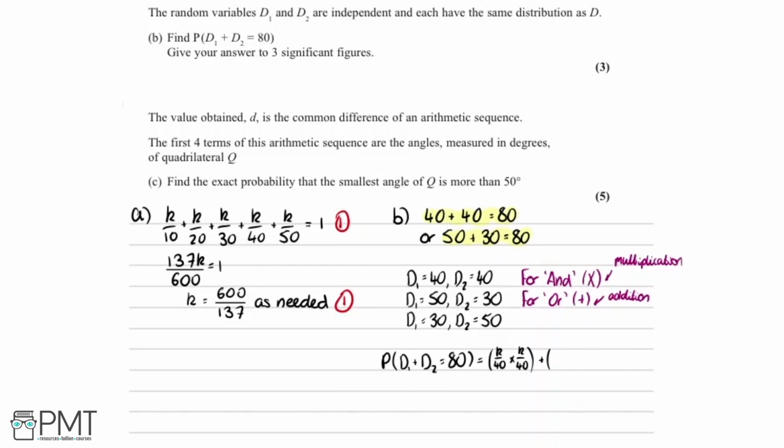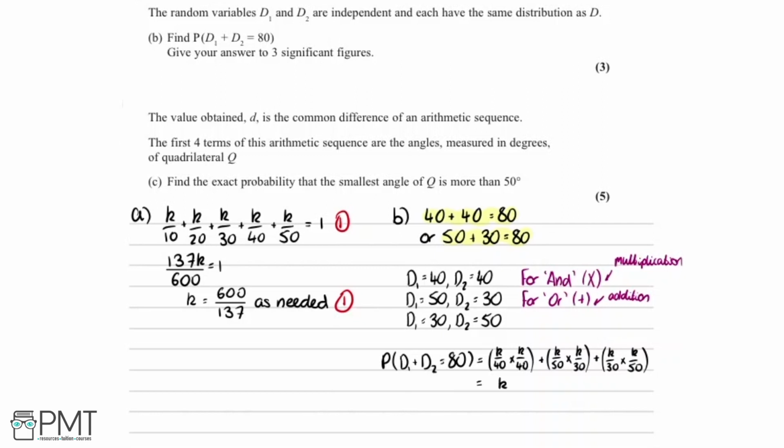So d1 being 50 and d2 being 30. If you remember from earlier, it's going to be k over 50. And we're going to have and, so multiply k over 30. And the final case, so or, it could be this case. We've got d1 being 30 and d2 being 50. So k over 30 multiplied by k over 50. So I'm going to simplify that a bit.